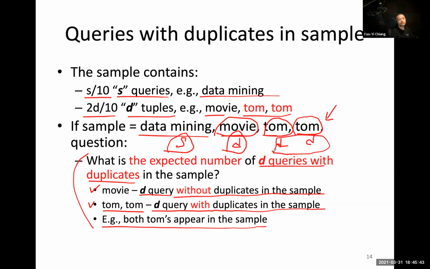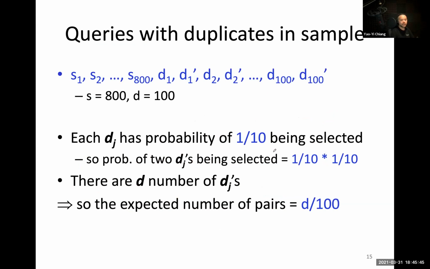Okay, so let's look at queries with duplicates in the sample. Say this is your data set: S equal to 800, D equal to 100. So the entire stream has 1,000 queries, because every D type of query has two words.